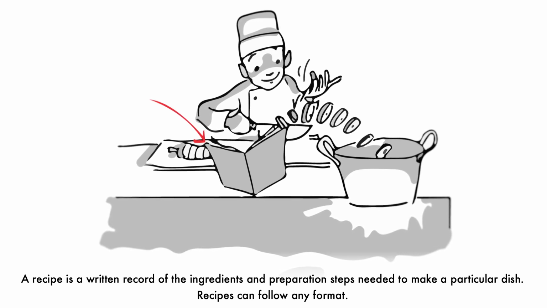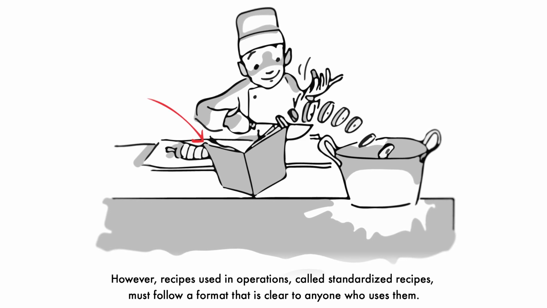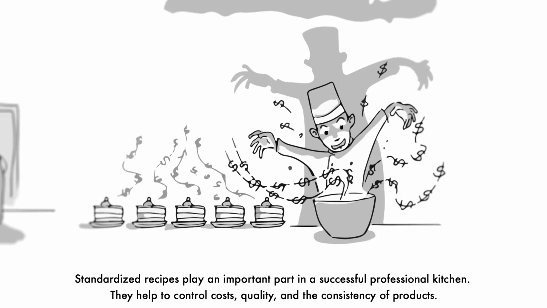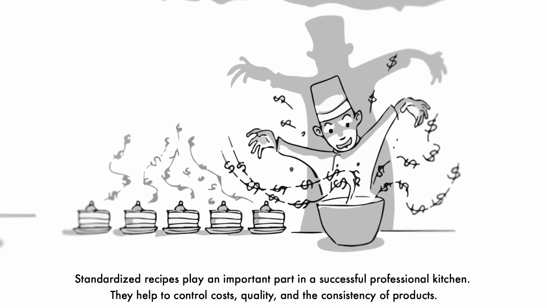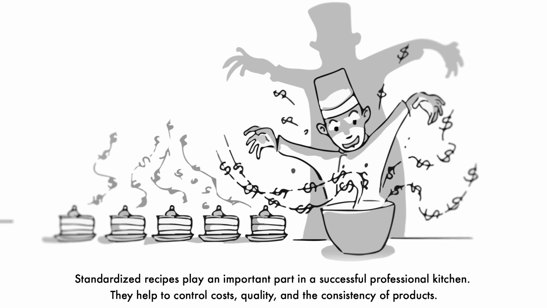Recipes can follow any format. However, recipes used in operations, called standardized recipes, must follow a format that is clear to anyone who uses them. Standardized recipes play an important part in a successful professional kitchen. They help to control costs, quality, and the consistency of products.